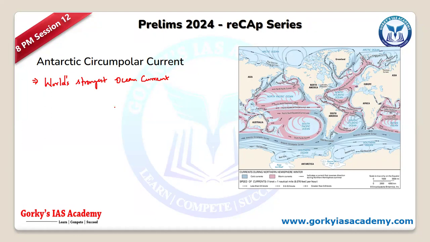Okay. So how is this ocean current stimulated? How is it starting? Which is the main cause for this particular Antarctic Circumpolar Current to accelerate?